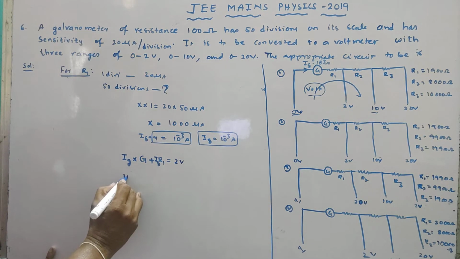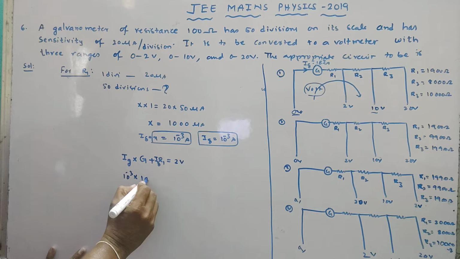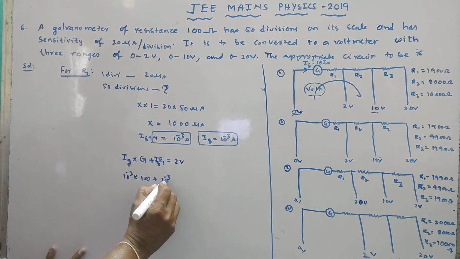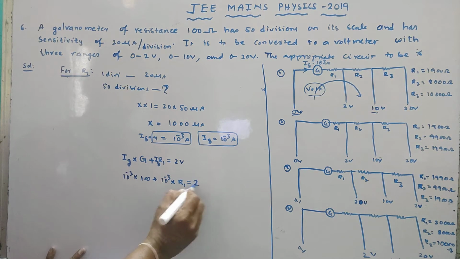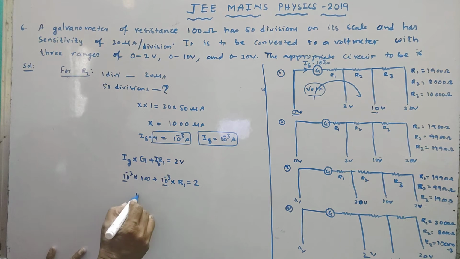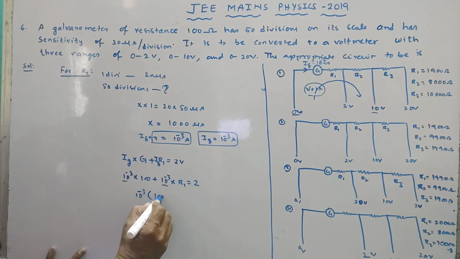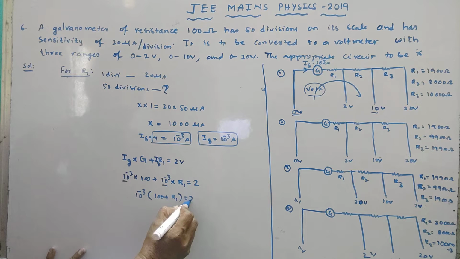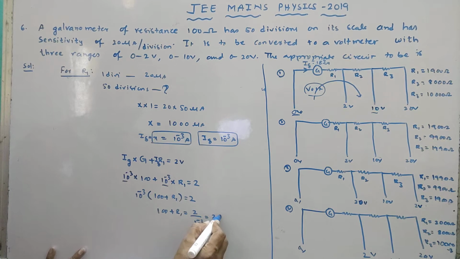So Ig into 10 power minus 3 into 100 plus Ig into 10 power minus 3 into R1 equal to 2. So 10 power minus 3 is a common factor here. 100 plus R1 equal to 2, so 100 plus R1 equal to 2 by 10 power minus 3. So you will get 2000 here.